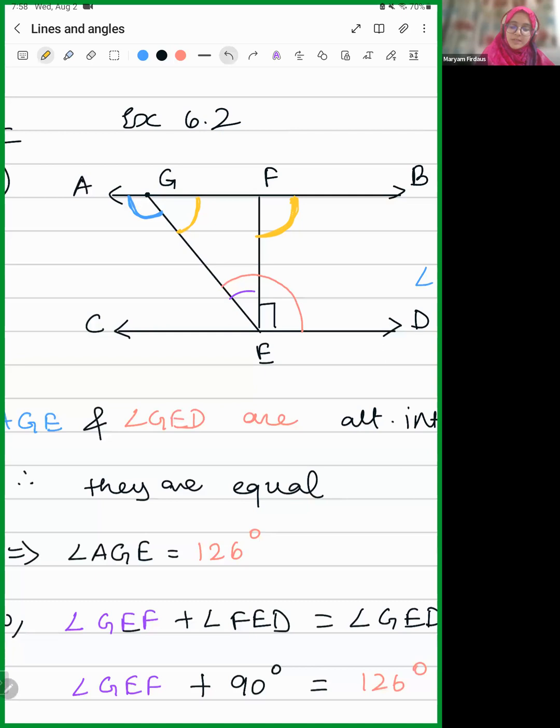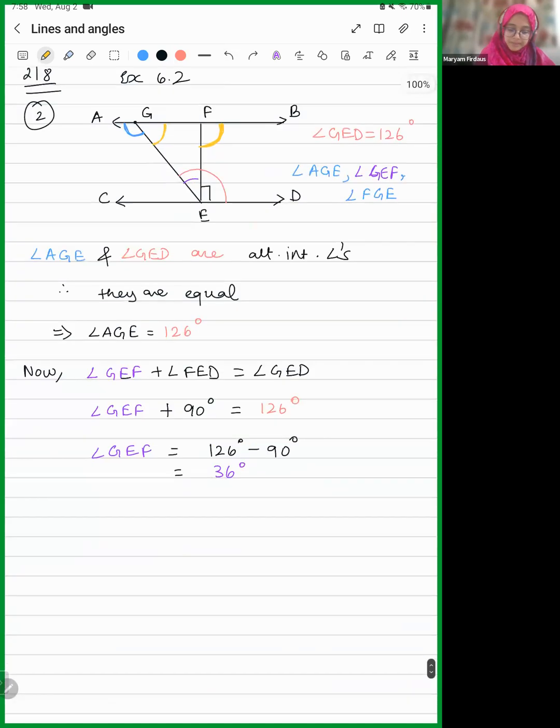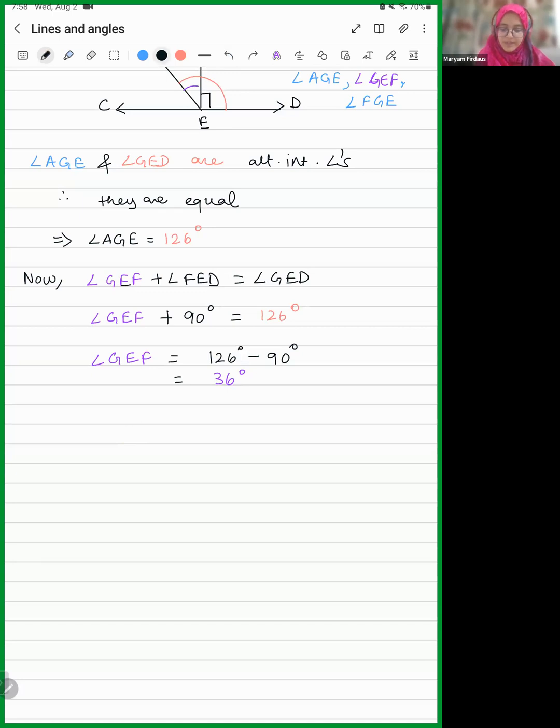Because what you said, 126 plus the angle that we have to find, let's call it x, plus 90 is going to be 180. Now, if you just add these two, 126 plus 90, that itself is more than 180. It is equal to 216. So this is becoming more than 180, right? So then what do we do?